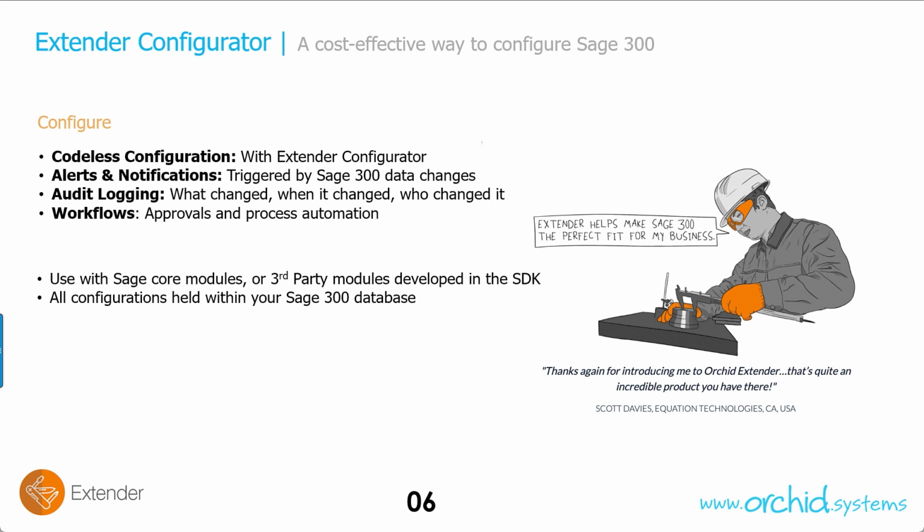You can use Extender with Sage 300 core modules such as AP, AR, GL, IC, OE, PO, and third-party modules developed in the SDK, such as Orchid's EFT or AutoSimply's manufacturing. One of the big differences with Extender is that all your configurations are held within your Sage 300 database. So when you upgrade, you just need to upgrade and activate Extender. You don't need to change your customizations.